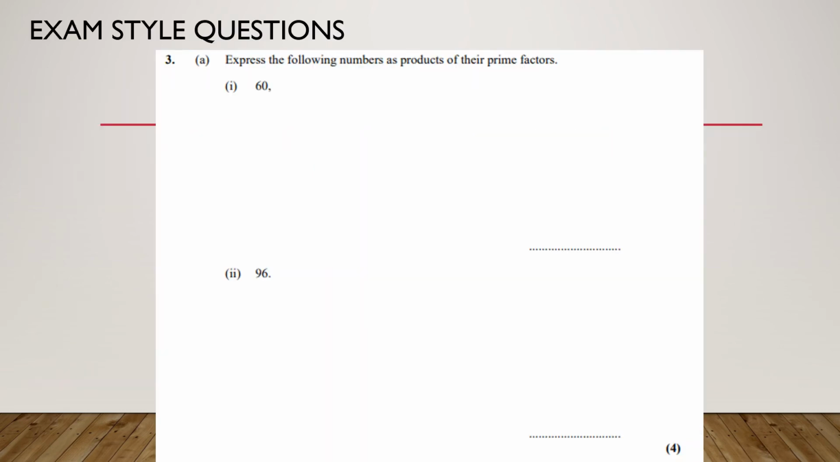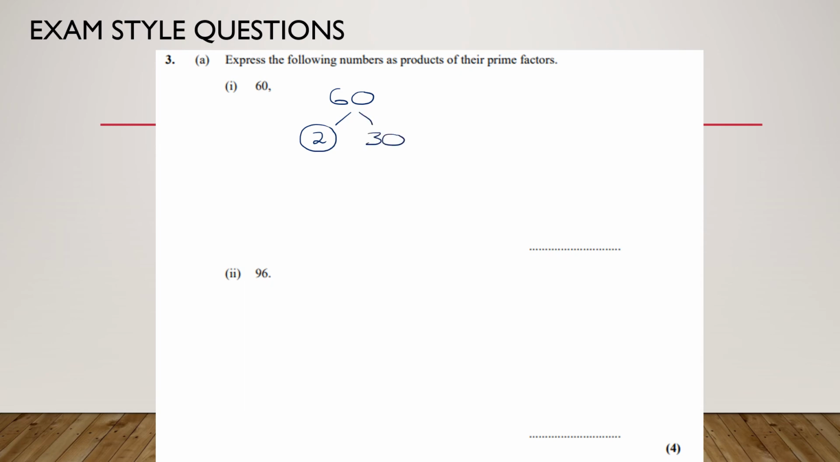Let's have a look at the last 2 exam style questions. If you want to pause and have a go at these yourself, we'll look at the answers together. So if I was dealing with this question, I need to divide 60 into a product of its prime factors. Now 60 does divide by 2, which is my first prime number, so I'm going to circle that because it's a prime.